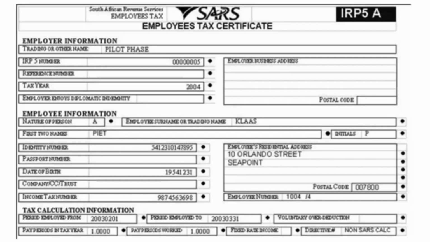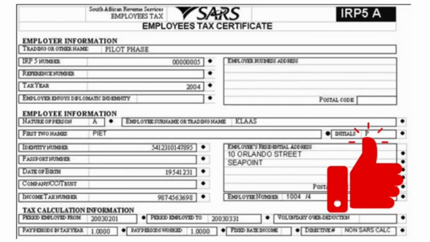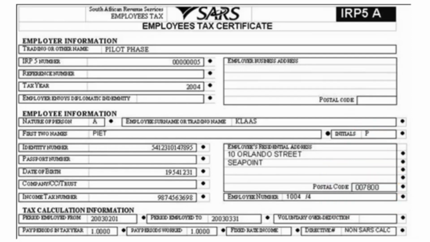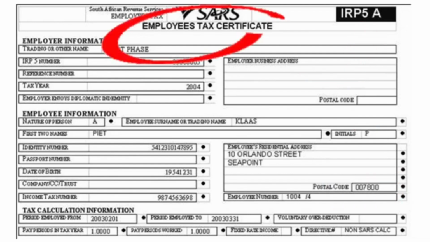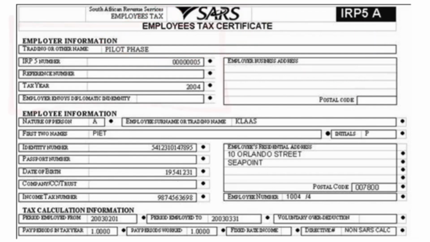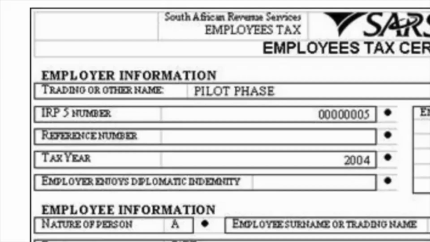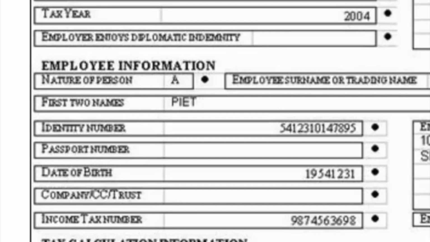Give me an example. And I've actually given you an example of an IRP5. It's really just an example. When you look at the figures, even the figures are not real. It's just an example to show you what an IRP5 looks like. At the top, it says employee's tax certificate. And then the first part that we talked about, employer's information. So it will give the name of the company and all of that. And then employee's information. Then it will be the person's name, their ID number, their date of birth, the employee's number, all of the details that the person has.